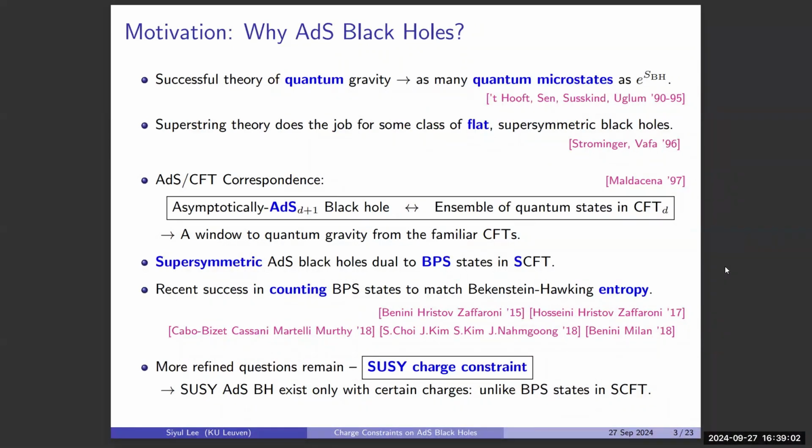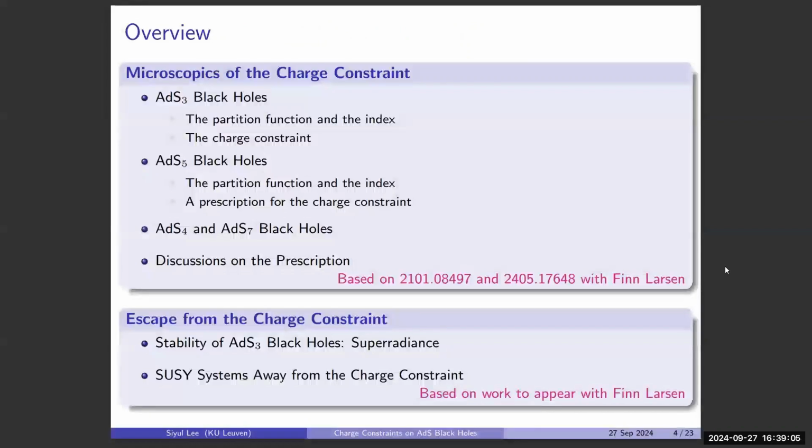Right, so this question about the charge constraint will be the first part of my talk. I will first start with AdS3 black holes, the simplest example. I will introduce how to compute the partition function and the index, and how to derive the charge constraint, how the charge constraint is embedded in the representation theory of the field theory side. And then I will introduce a prescription to extend this idea to the more complicated higher-dimensional AdS5 black holes, where I will do a similar thing by introducing the partition function, the index, and give you a prescription.